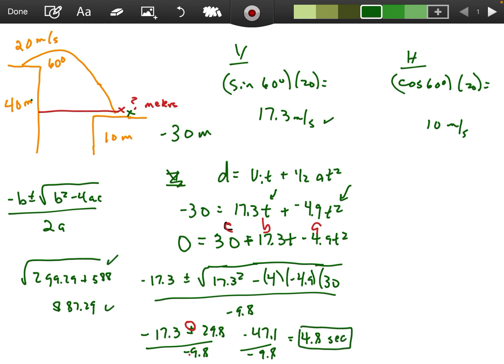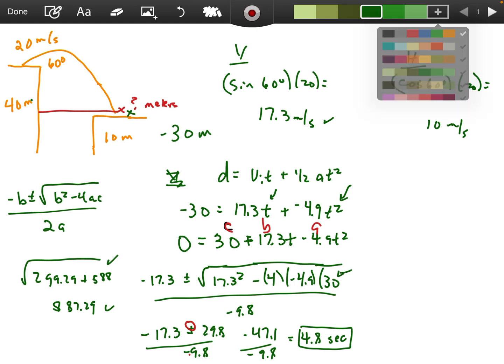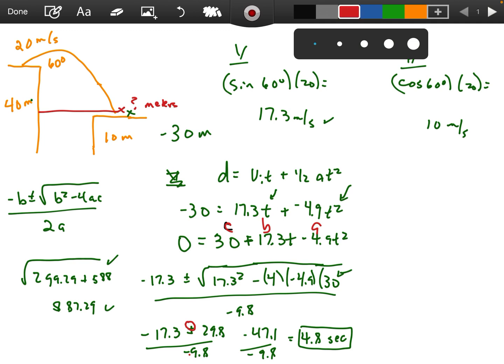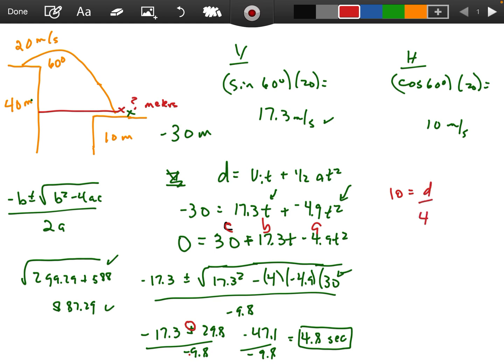Show me some of this, show me that setup. Yes, I know it's a quadratic formula. You will live. Horizontally, 10 is equal to distance over time. Therefore, distance is 48 meters. The whole thing takes 3 minutes.